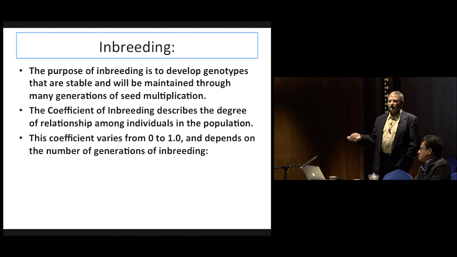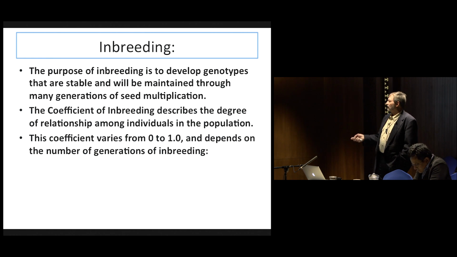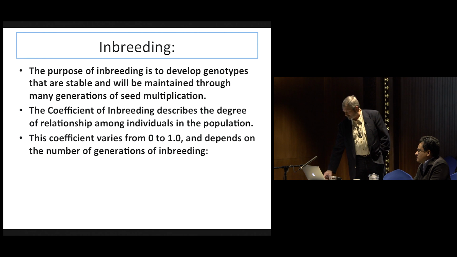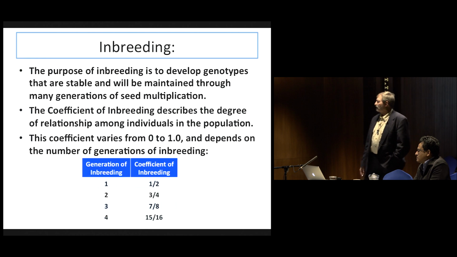The objective is to inbreed lines with the purpose of developing genotypes that are stable and will be maintained through many generations of seed multiplication. The coefficient of inbreeding is a statistic that helps describe the degree of relationships in that inbred population. That coefficient varies from 0 to 1, depending on the number of generations of inbreeding. In my case, I always went to an F4 generation before I would begin selecting inbred lines.